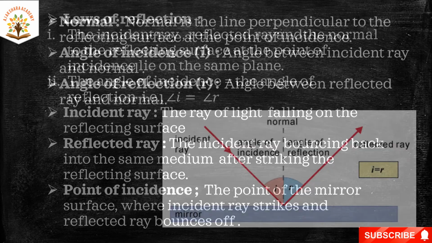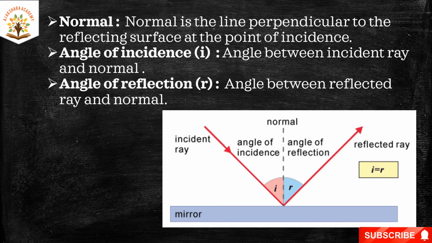Next, normal is the line perpendicular to the reflecting surface at the point of incidence. Angle of incidence, angle between incident ray and normal. Angle of reflection, angle between reflected ray and normal.